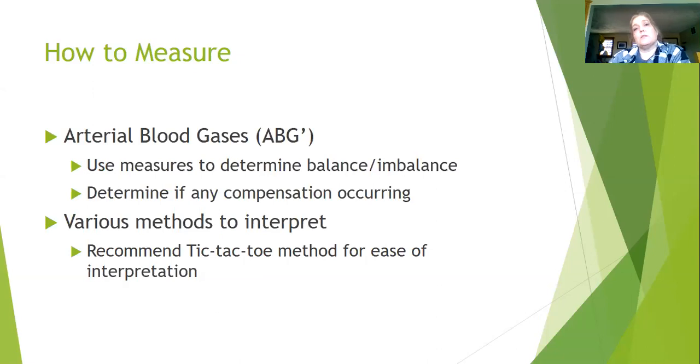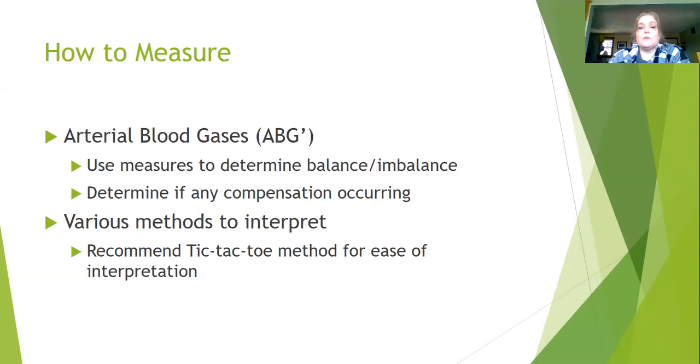There's lots of different ways to interpret ABGs. There's so many different techniques that people have created over the years to help figure out how to interpret them. So if you go looking for different videos, you're going to find a wide variety of things and you might get a little confused. We decided several semesters ago that all of us were going to teach the tic-tac-toe method. We felt it was the easiest one for students to grasp onto and remember how to do.